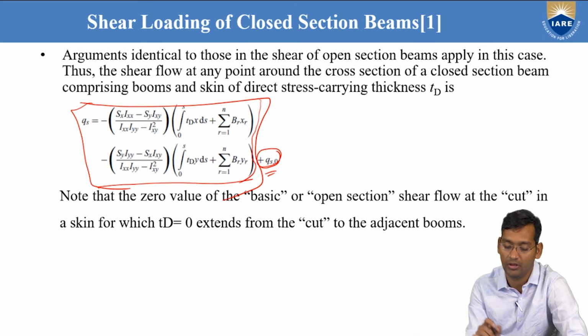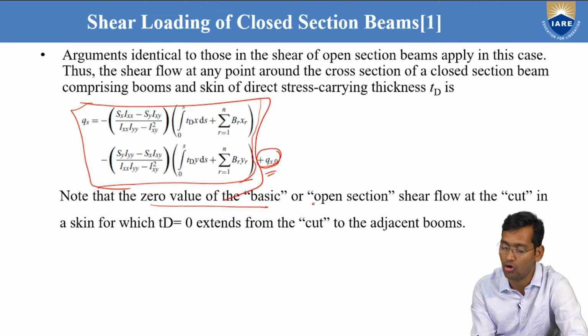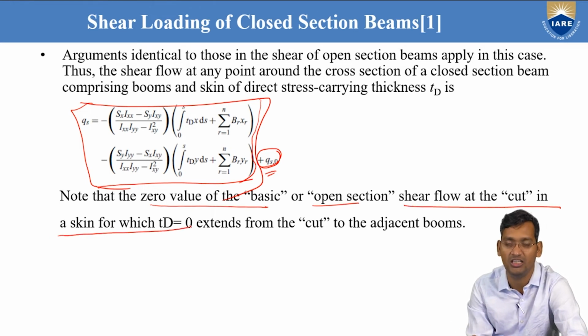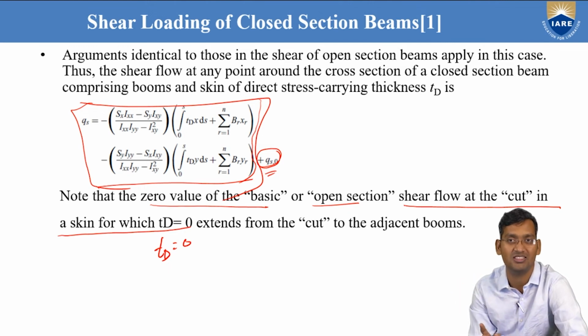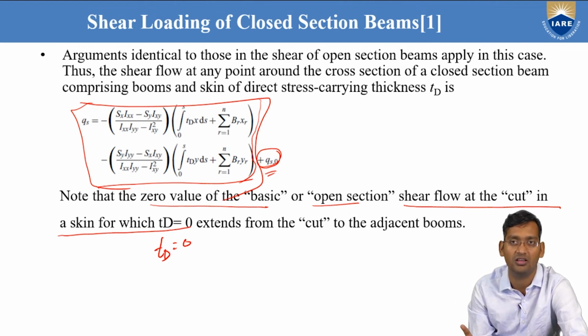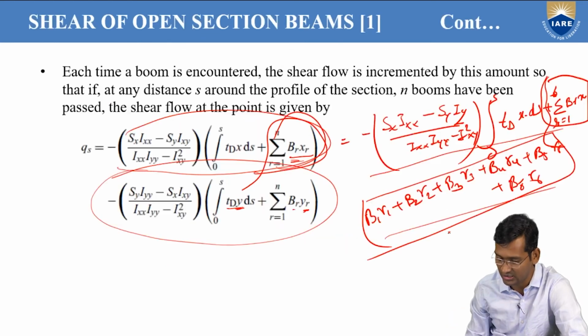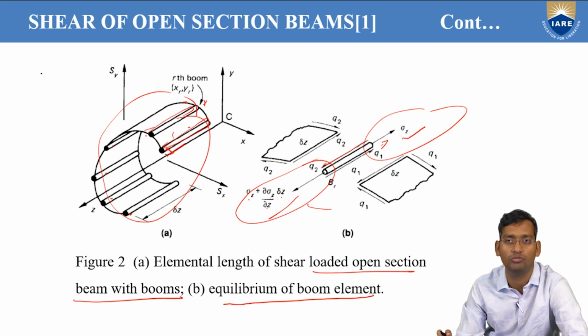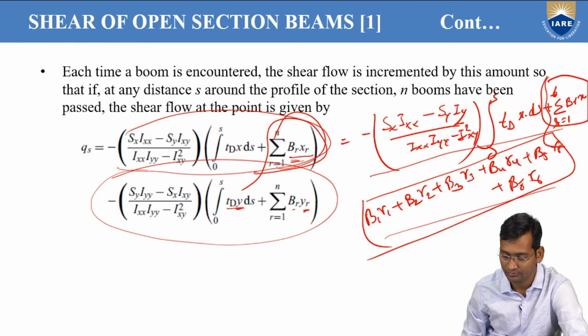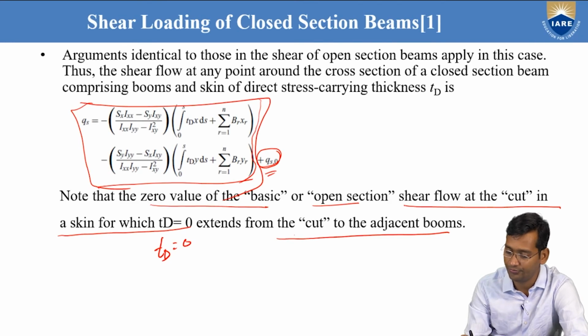Remaining things are the same. Note that the zero value of the basic or open section shear flow at the cut in a skin for t_D equals 0 applies. That thickness we are seeing, the skin, is carrying only the shear stress, not direct stress, and extends from the cut to the adjacent boom. So wherever the cut is, it extends to the adjacent boom. Okay, so now this is over.